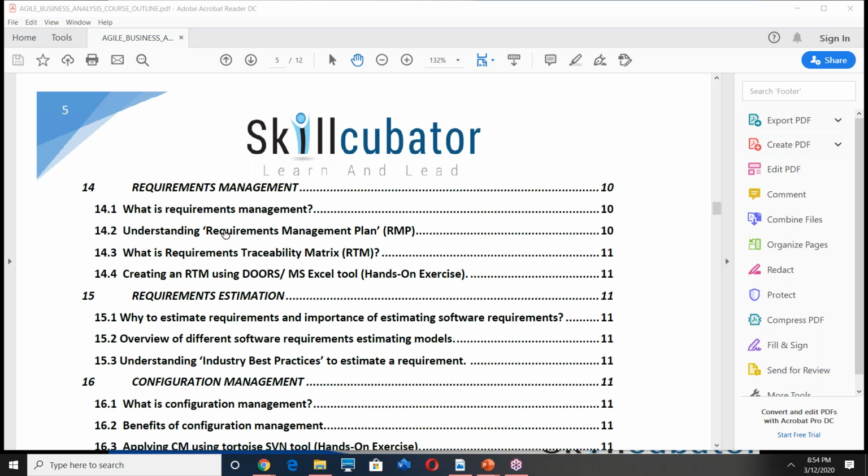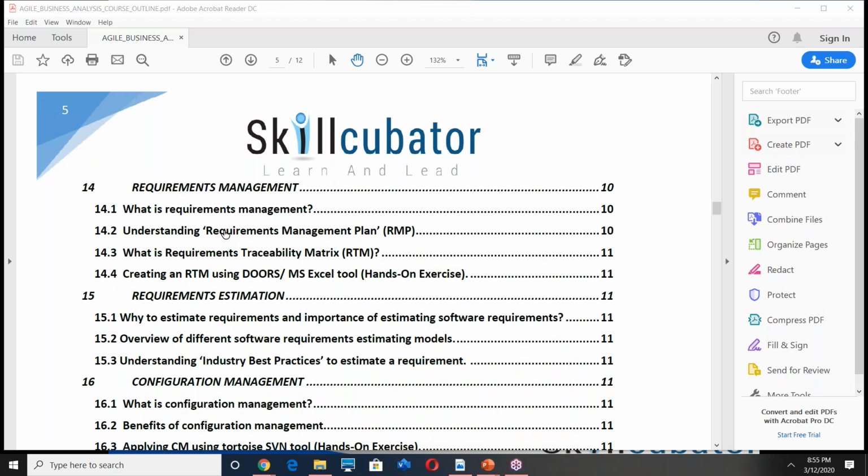There are two key artifacts here. One is RMP, which is requirements management plan, which is created in the initial phase of the project. Right when we start the project, we have to create this RMP. And then as we start the project and as the requirements are added, removed, updated, we have to maintain an artifact called RTM, which is Requirements Traceability Matrix. So we'll have to learn what these two artifacts are and get a good hold on this topic as well.